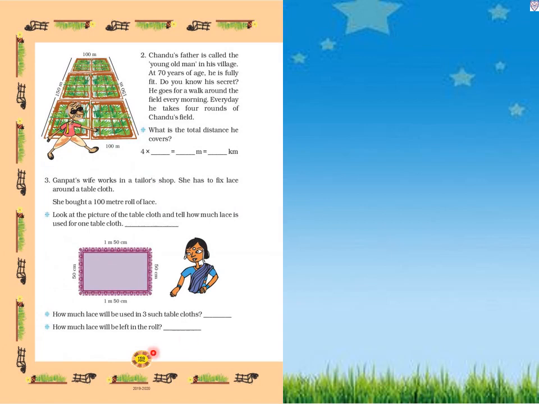Now next page, page number 152, number 2. Chandu's father is called the young old man in his village. At 70 years of age, he is fully fit. Do you know his secret? He goes for a walk around the field every morning. Every day he takes 4 rounds of Chandu's field. Okay, this is Chandu's field. His father takes daily 4 rounds around this field. So what is the total distance he covers? How much distance does he cover daily?